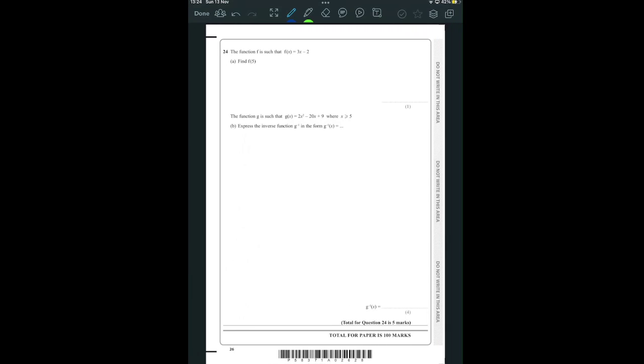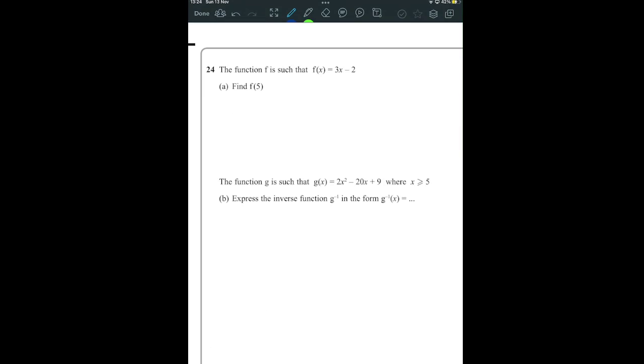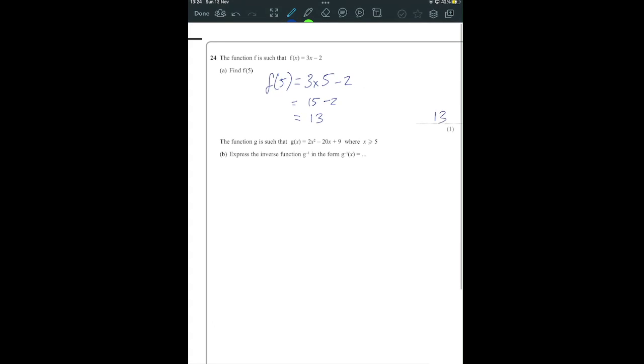So this is functions, which again at the time of recording, this was not a question that had been covered. The function is such that f of x equals 3x minus 2. F of 5 simply means substitute in 5 as the value of x. 15 minus 2, so f of 5 is 13.